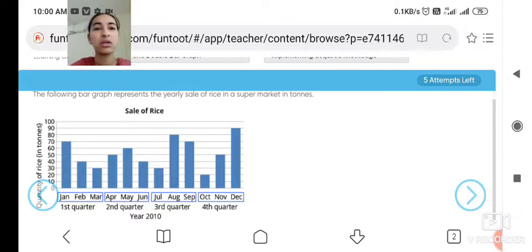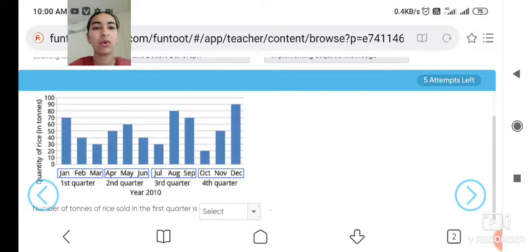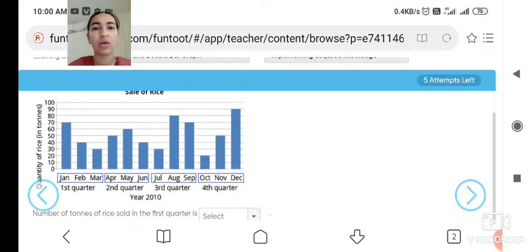This is the year 2010, and on the vertical line the quantity of rice in tons is given. 0 means 0, 10 means 10 tons, then 20 tons, 30 tons, 40 tons, like this. Now we have to see the graph. In January, 70 tons. In February, how much? 40. In March, 30 tons. Like this you have to read.